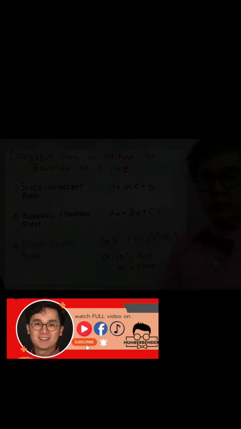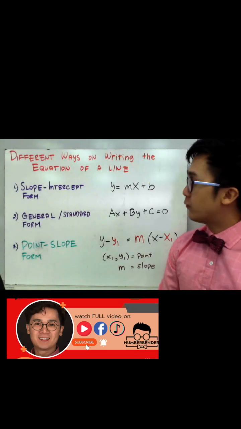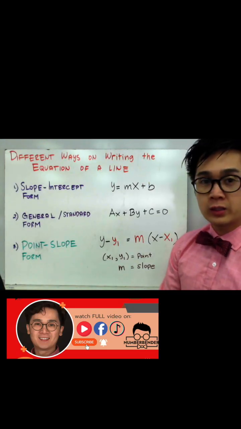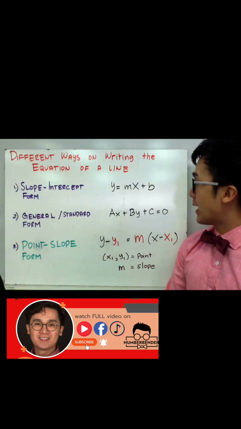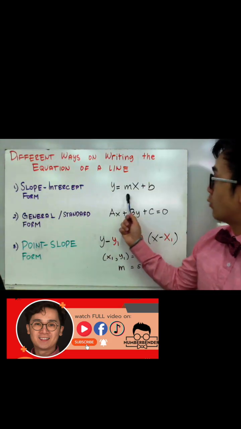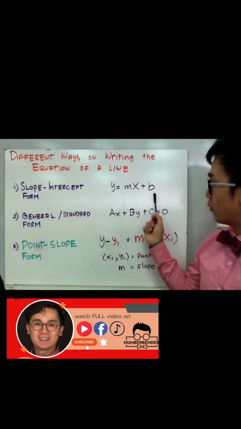We have different ways of writing an equation of a line. The first form that we learned from algebra is the slope-intercept form given by y = mx + b, where m is our given slope and b is the given y-intercept.